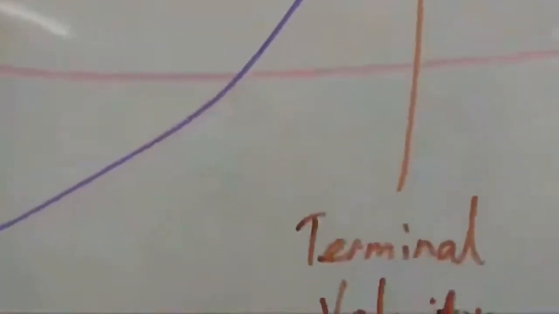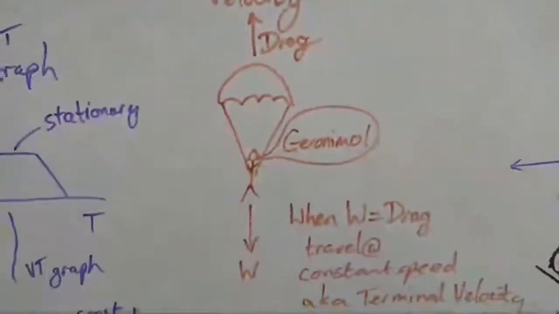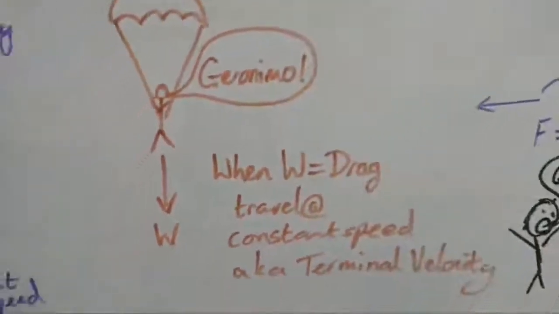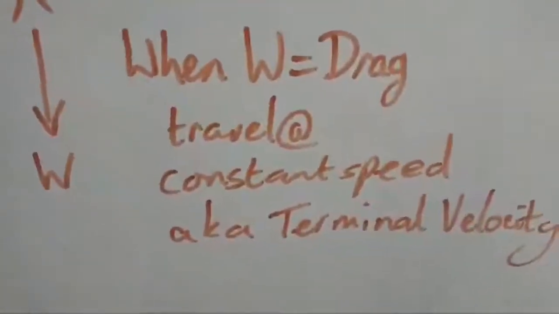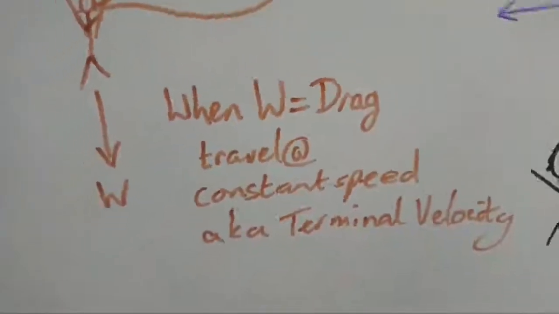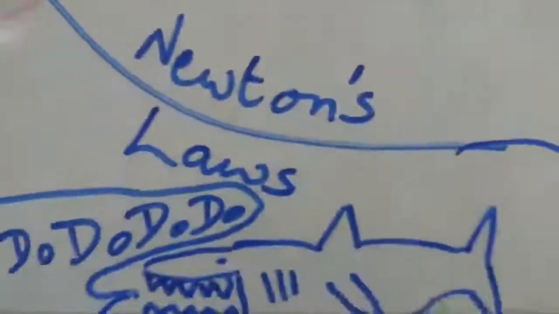And coming back up here, we go off to our terminal velocity. Here's our parachutist, whee, jumping out. And we've got drag acting upwards, weight acting down. When weight is equal to drag, the parachutist will travel at a constant speed, which is known as the terminal velocity. And then finally we go on to Newton's laws.